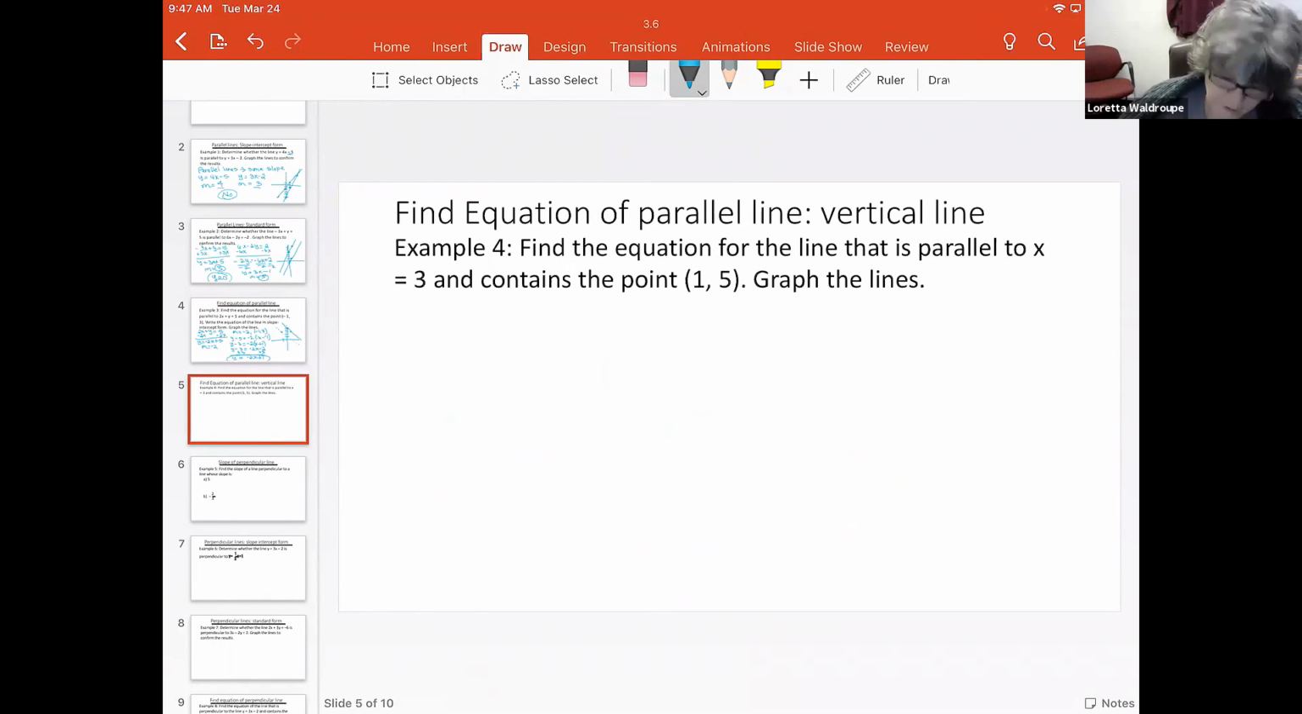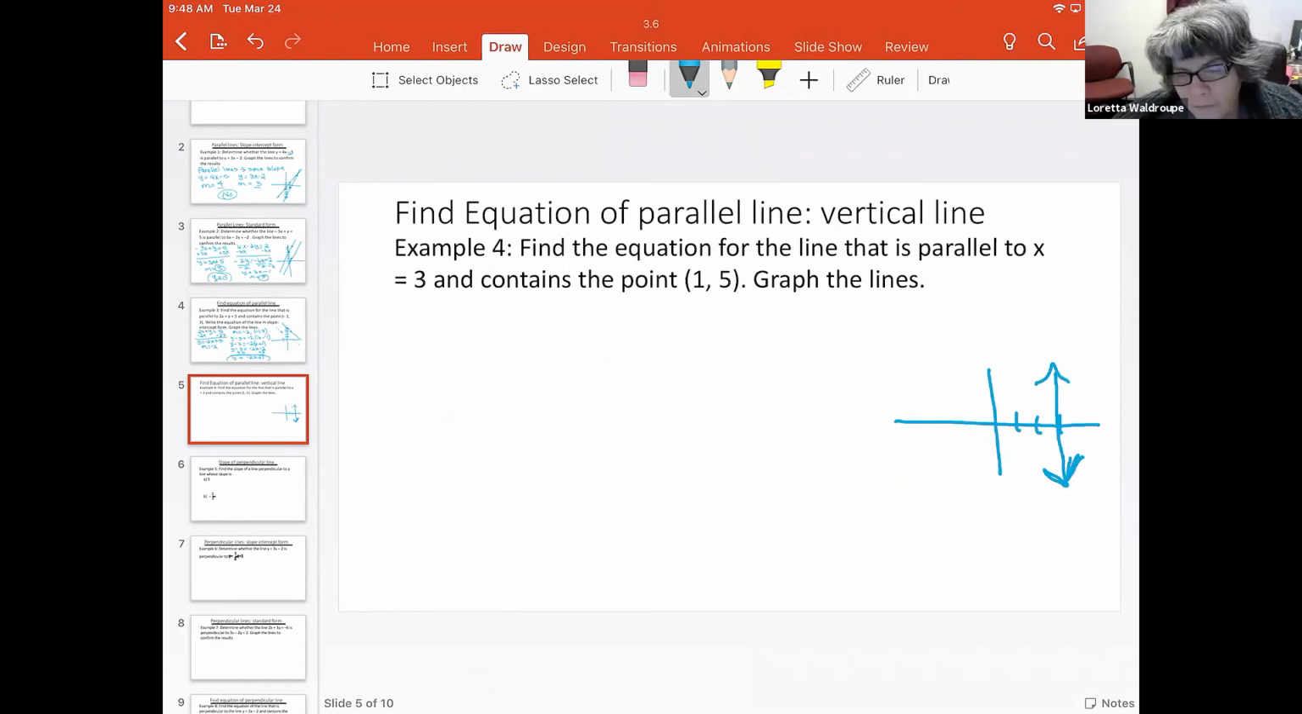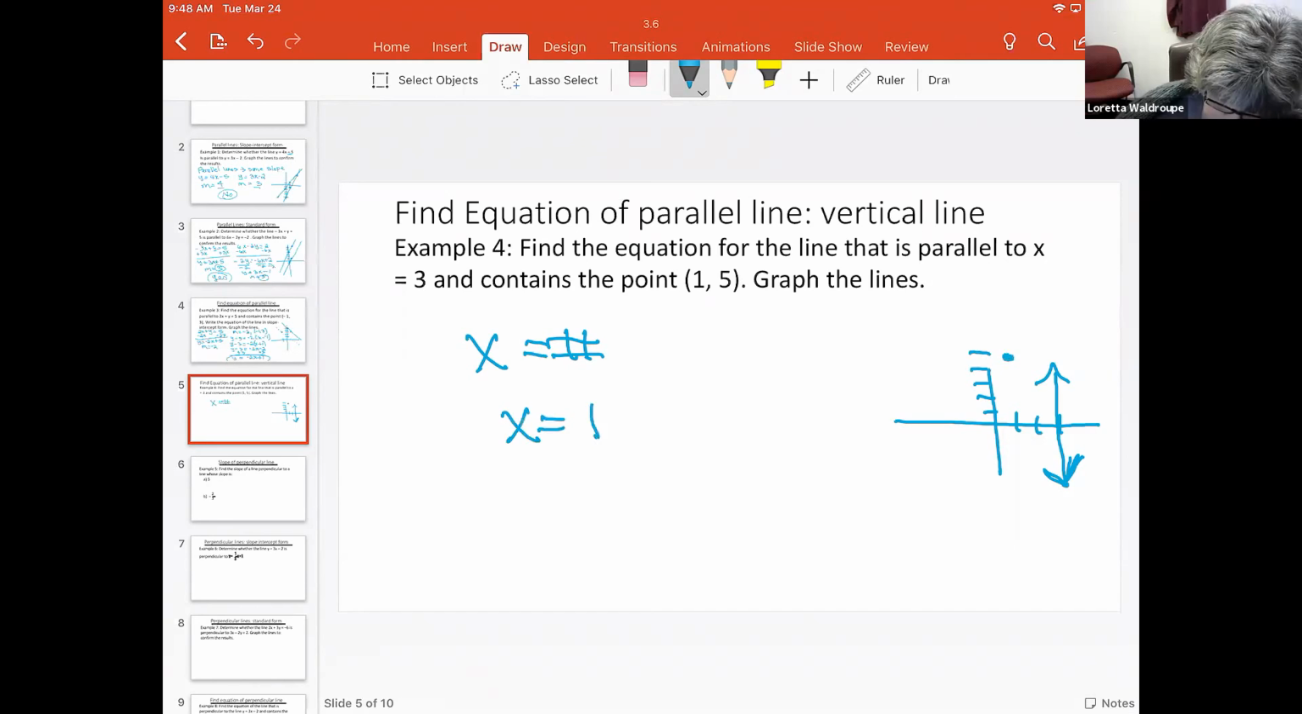Now, if it's a vertical line, so think over here. Here's my vertical line, x equals 3. If I want a line parallel to it, it has to be vertical also. So it's going to have the same x equals a number equation. And since it's the point (1, 5), we know that our equation is going to be x equals 1 because 1 is the x value.